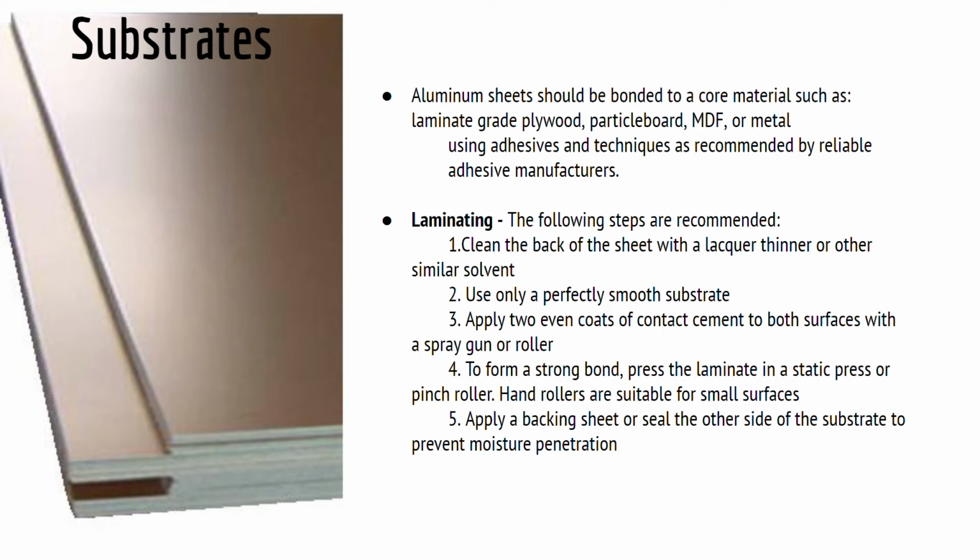Laminating. The following steps are recommended. Clean the back of the sheet with lacquer thinner or other similar solvent. Use only a perfectly smooth substrate. Apply 2 even coats of contact cement to both surfaces with a spray gun or roller. To form a strong bond, press the laminate in a static press or pinch roller. Hand rollers are suitable for small surfaces only. Apply a backing sheet or seal the other side of the substrate to prevent moisture penetration.